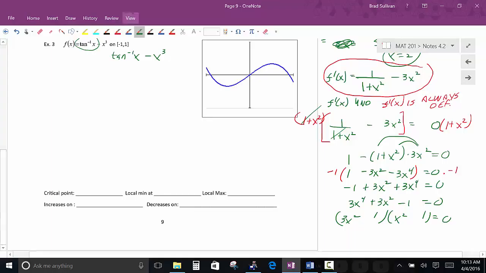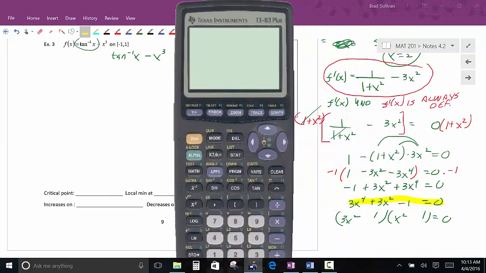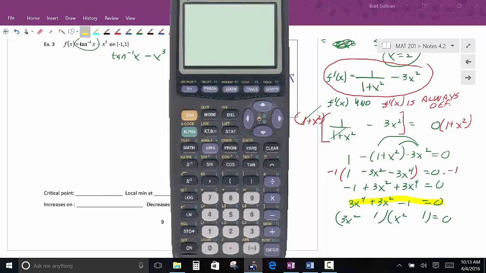So I've got my derivative done, and I'm going to set this equal to 0. One thing you could do in this case, since you can't use the quadratic formula, is something called quadratic reducible. But I'm just going to show you how to do this with some technology. Sometimes equations are best solved with technology. So what I'm going to do is take 3x to the 4th plus 3x to the 2nd minus 1, and graph that in the standard window.